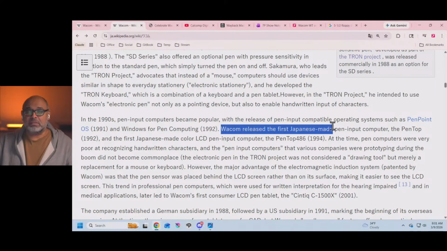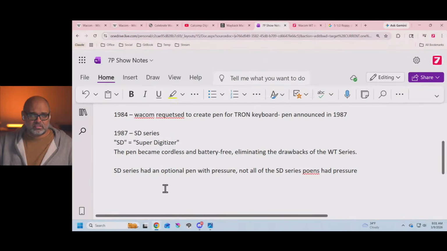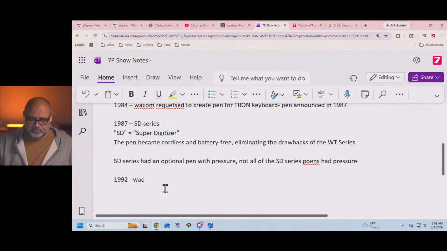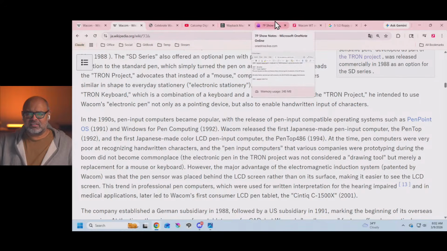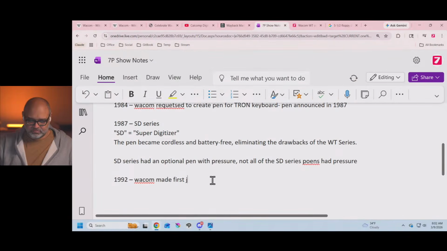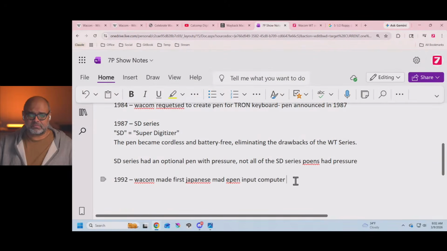Wacom released the first Japanese-made pen computer, the Pentop. I didn't know they made a computer. I had no idea they built something like that. So that's a new one. That's called the Pentop.